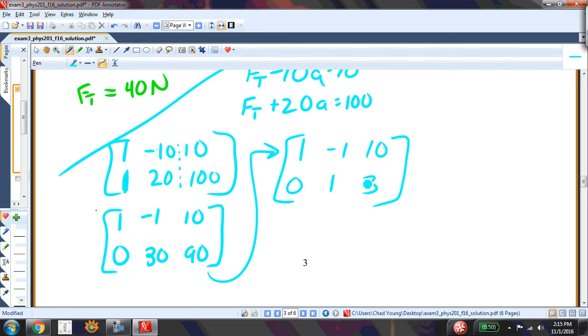Look, I already got A is equal to 3 meters per second squared. Now I need to get rid of this one. I'm just going to add the second row to the first row and replace the first row with that. So I have 1 plus 0 is 1. 1 plus -1 is 0. Oh, I'm sorry, this should be 0, 1.